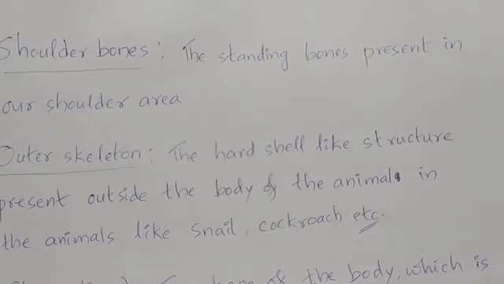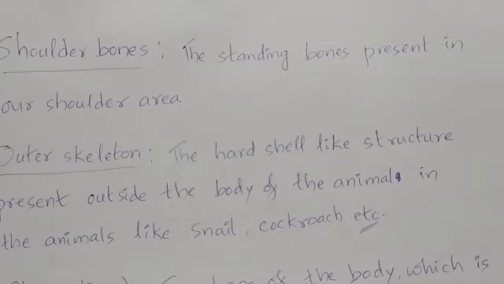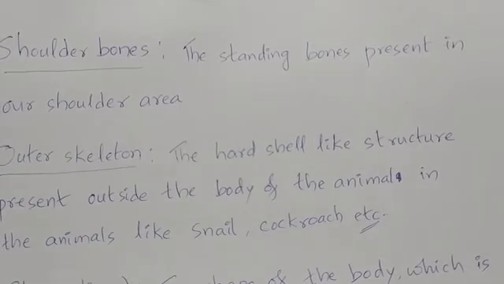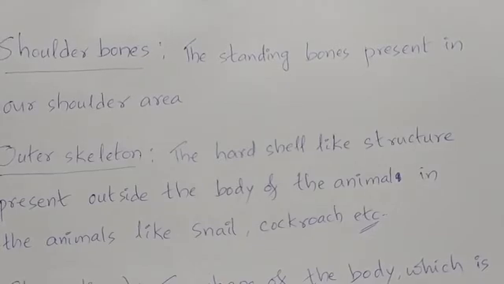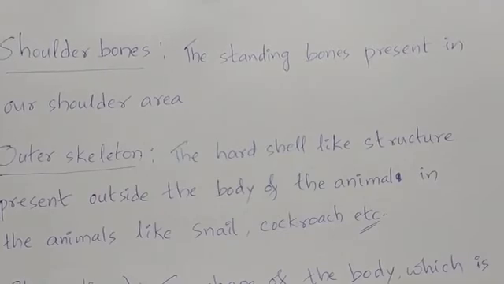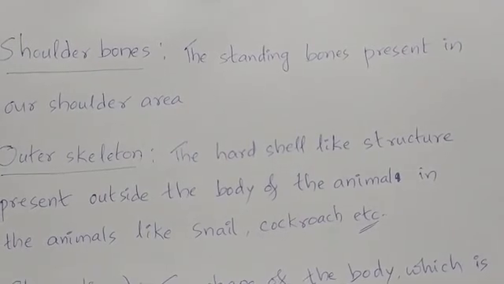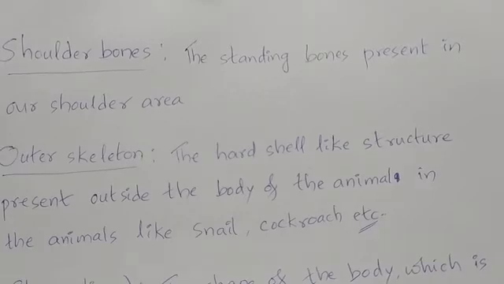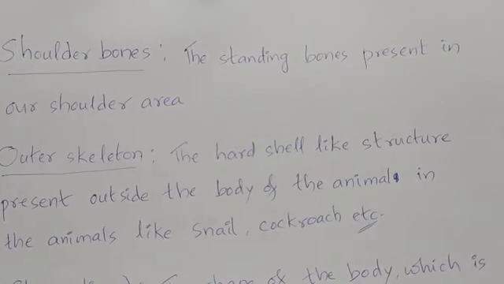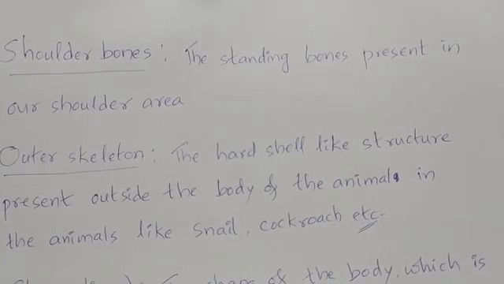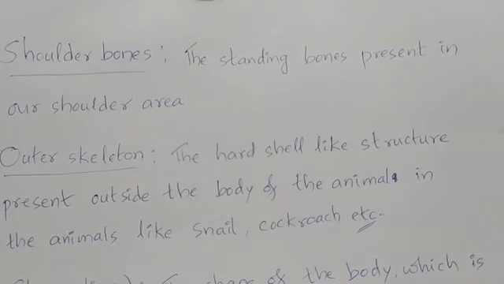Outer skeleton, which we have learnt in the case of snail and cockroach. The hard shell-like structure present outside the body of animals like snail, cockroach, etc. is called outer skeleton. The role of outer skeleton is to offer protection from the environmental disturbances.